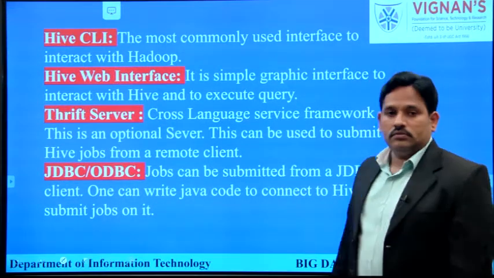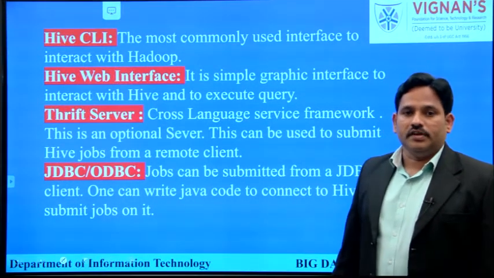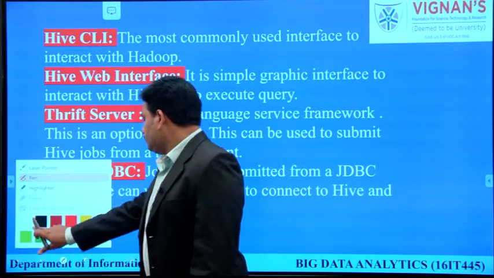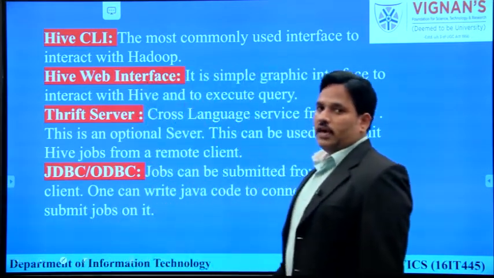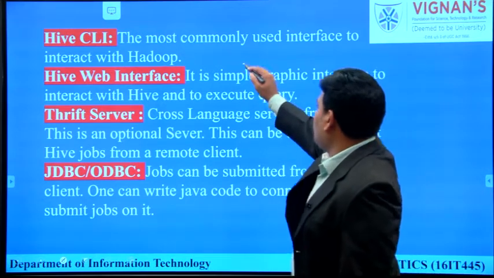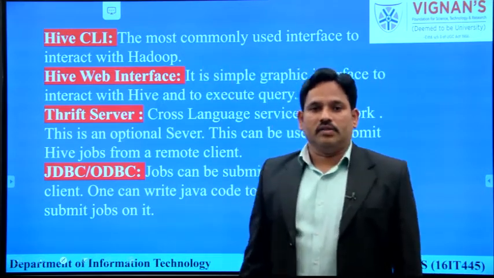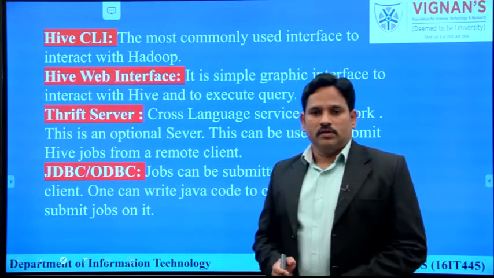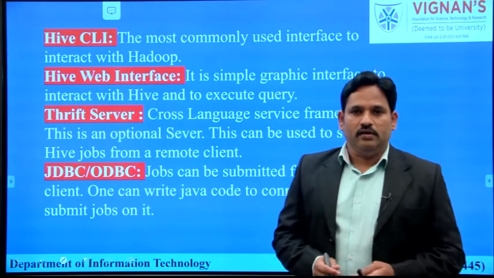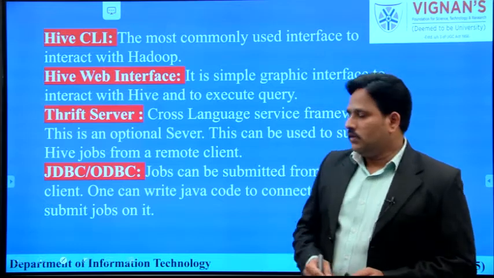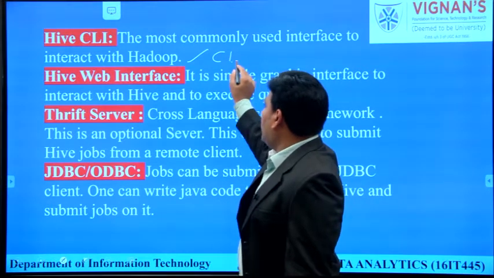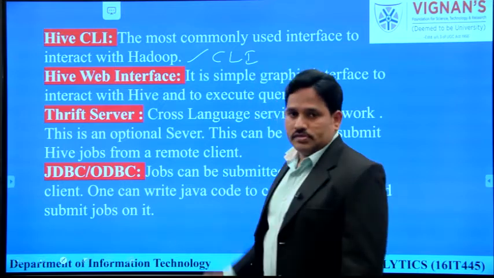Now we will see the objective of each and every component of Hive architecture. The first one is Hive CLI, that is the command line interface. It is the most commonly used interface to interact with the Hadoop environment. So whenever you want to access data or store data in the Hadoop environment, the commonly used approach is the command line interface.